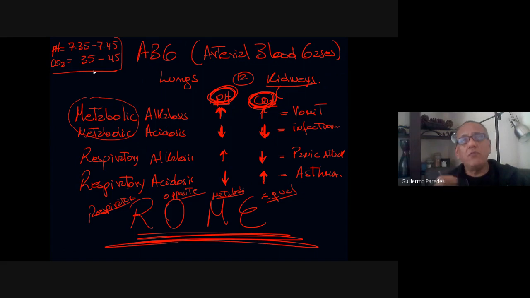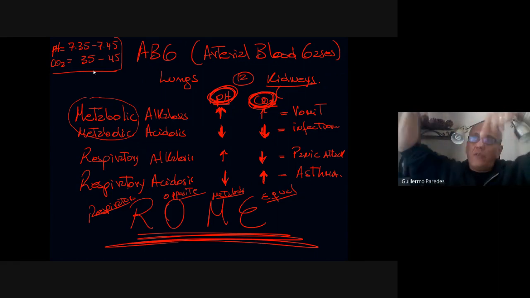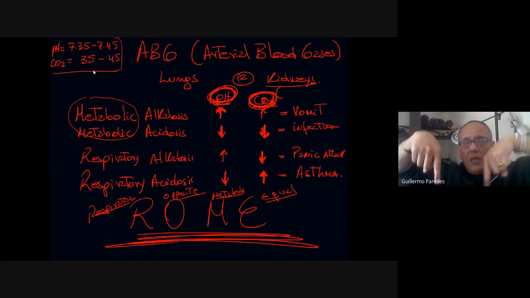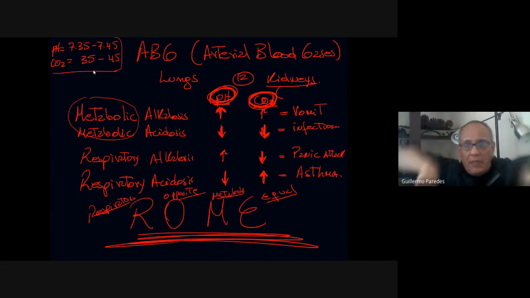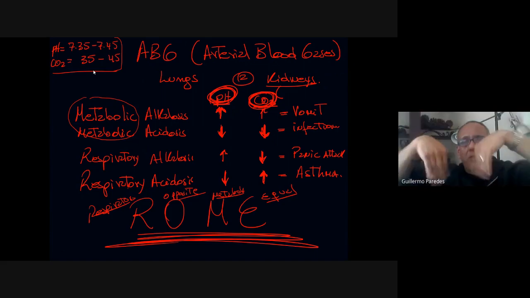Then I'm going to need to determine if this is metabolic or respiratory. And for that, I need to know the arrows. If pH goes down and the carbon dioxide goes down, that is metabolic. Or the opposite, when the pH goes up and the carbon dioxide goes up, that is metabolic. So metabolic, equal both. But when they are opposite, respiratory.